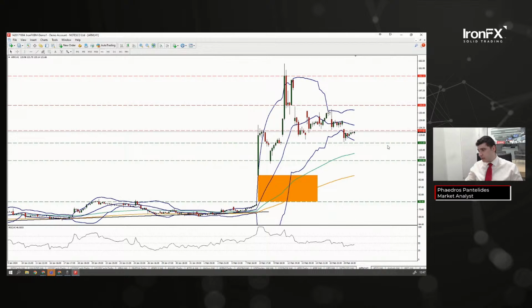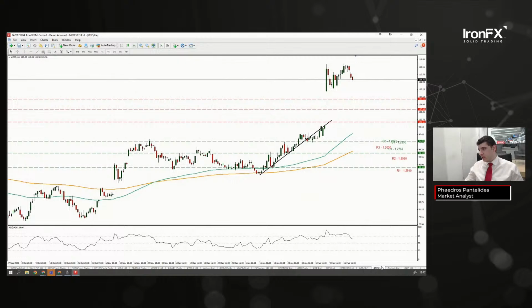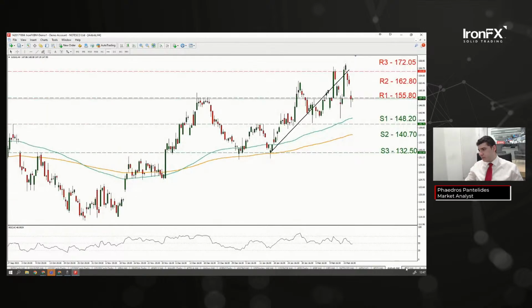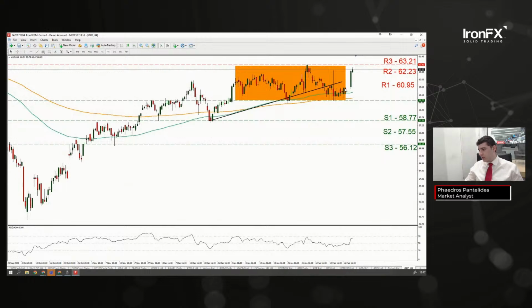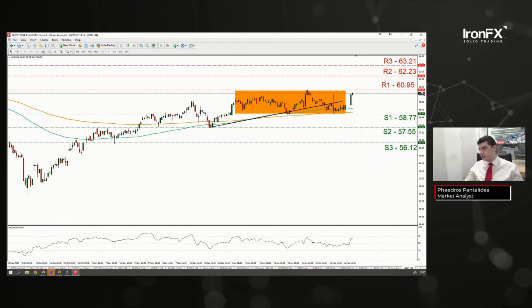ARM still staying between S1 and R1, 114.68, and then 122.45 S1 and R1. So still validating these levels on a 1 hour time frame. Disney moved much higher, might be correcting lower. Coca-Cola staying between S1 and R1. Note this box, this rectangular box that we had placed. So staying between S1 and R1. Sideways bias for company.